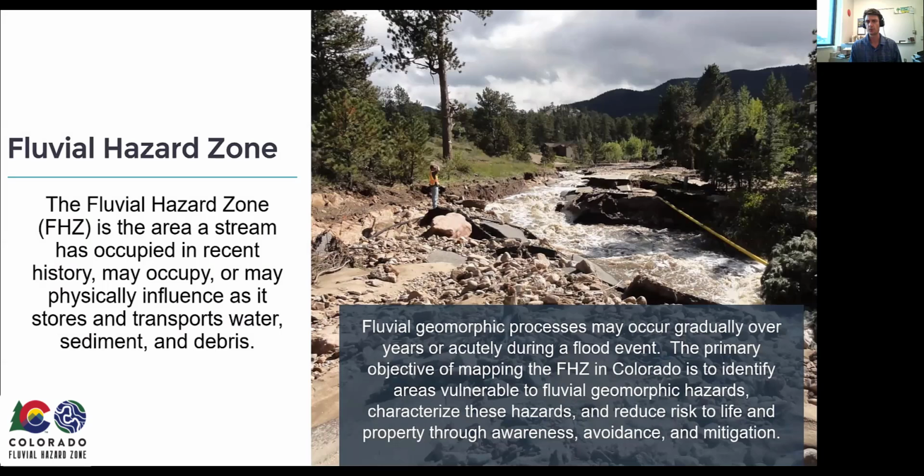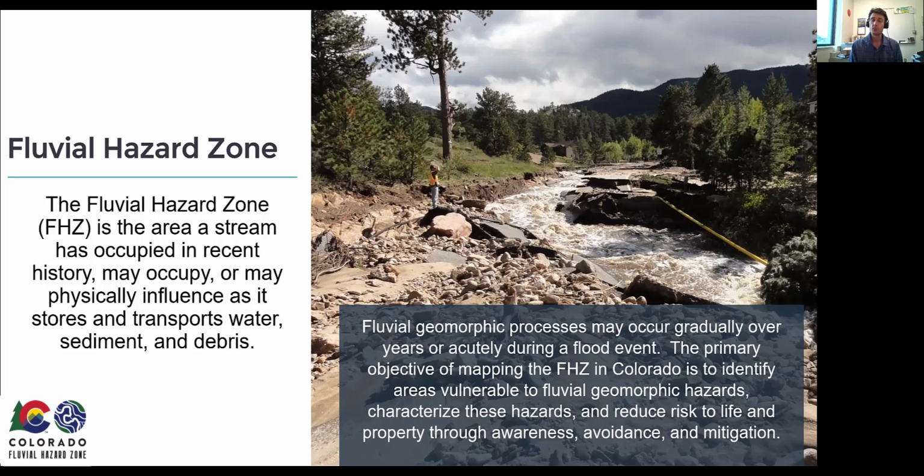So let's define the fluvial hazard zone. It is the zone which a stream has occupied in recent history, may occupy, or may physically influence as the stream transports water, sediment, and debris. Now, floodplain mapping, the typical inundation mapping that we're used to, considers simply what gets wet. So fluvial hazard zones obviously care about water, but we're also incorporating sediment transport and deposition, as well as debris, typically large wood, that can influence the fluvial hazard zone.